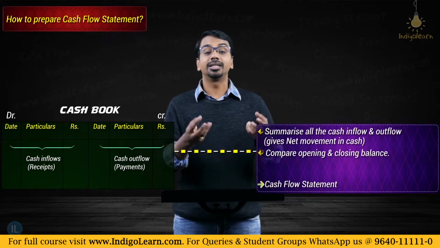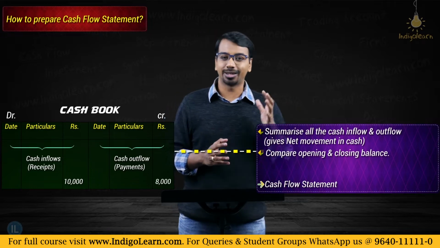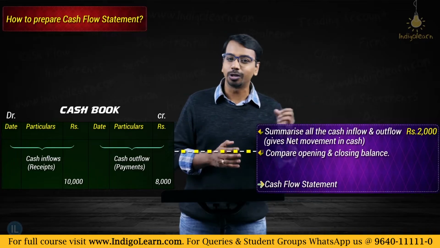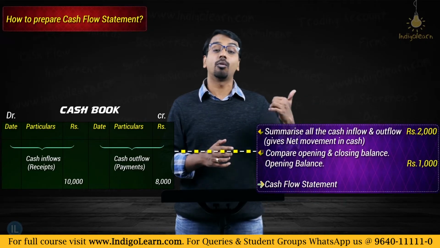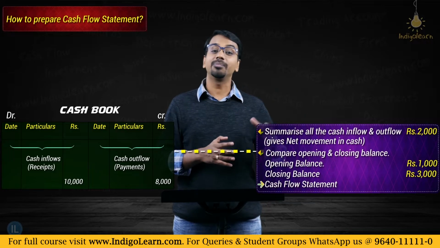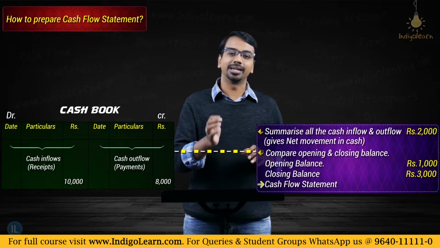For example, the inflows are totaling 10,000, outflows are totaling 8,000. So 10 minus 8, net increase in cash should be how much? 2,000. And say you have an opening balance of 1,000. So 1,000 plus 2,000, your closing balance should be 3,000. This is the logic on which a cash flow statement is prepared.